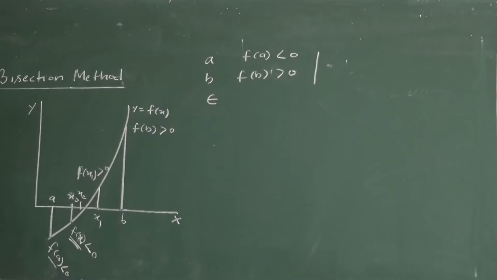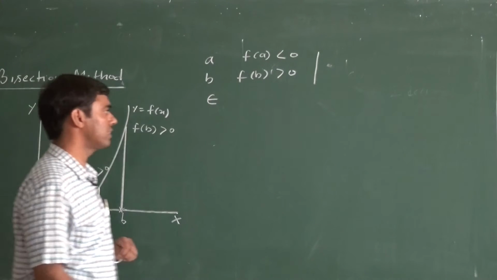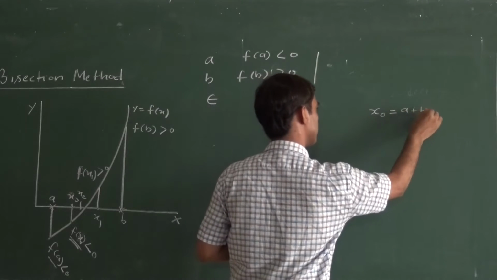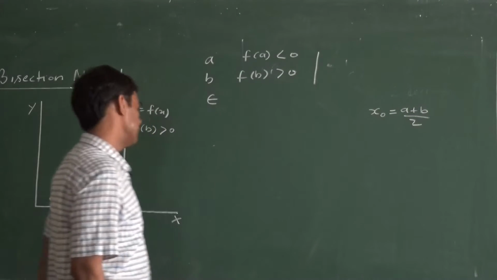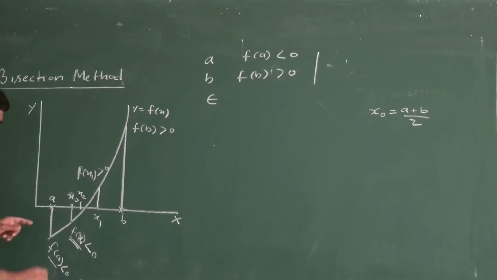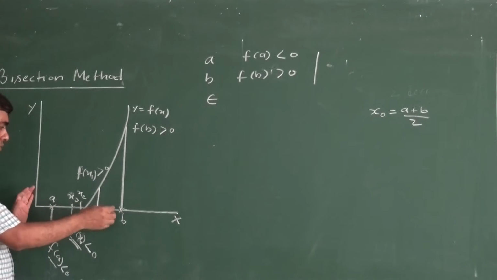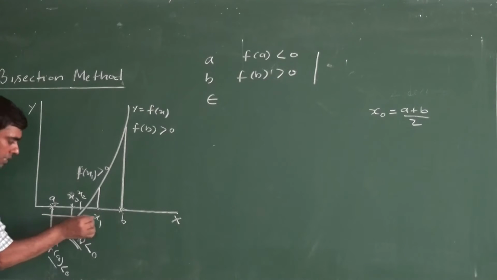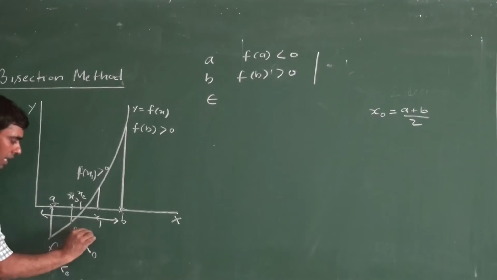Now, if we closely observe this procedure of the bisection method, this is A and this is B. How do we find the value of x0? We find x0 equals (A + B)/2. What is the meaning of this? Suppose the length of A to B is L.